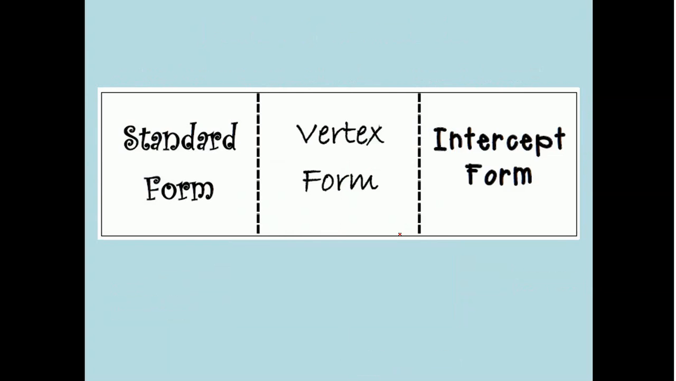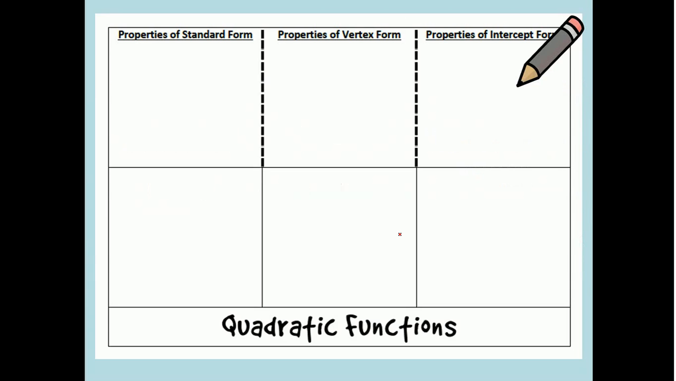So you're going to want to grab out that foldable we made, the standard form, vertex form, and intercept form. We're going to write into this standard form tab, so go ahead and flip that open. So it's just some stuff about standard form. Like we said, it's f of x equals ax squared plus bx plus c. Some things to know about.